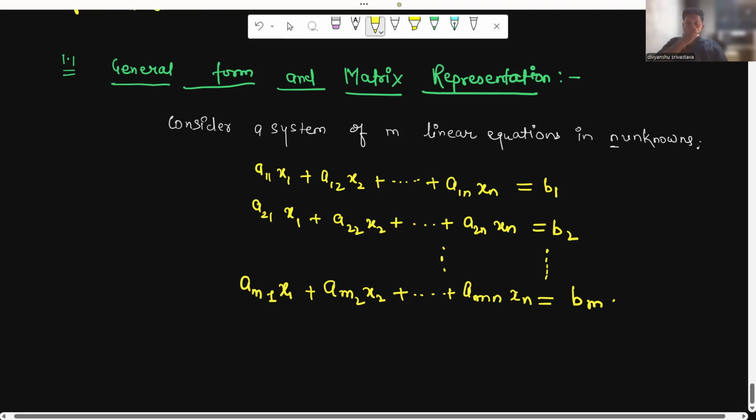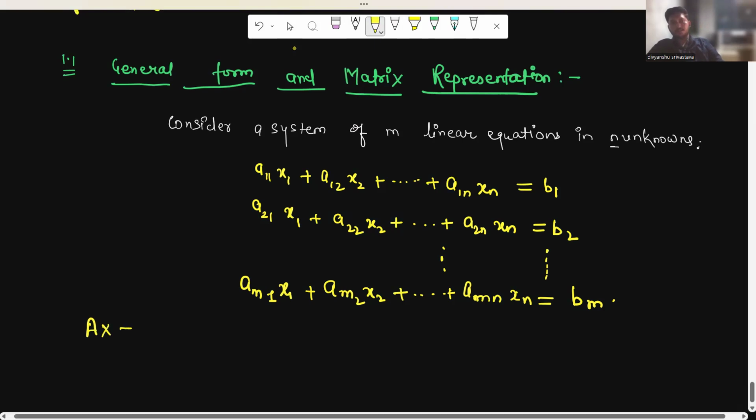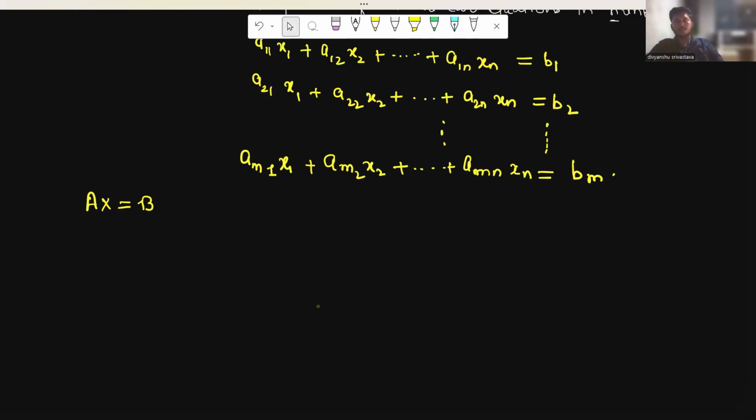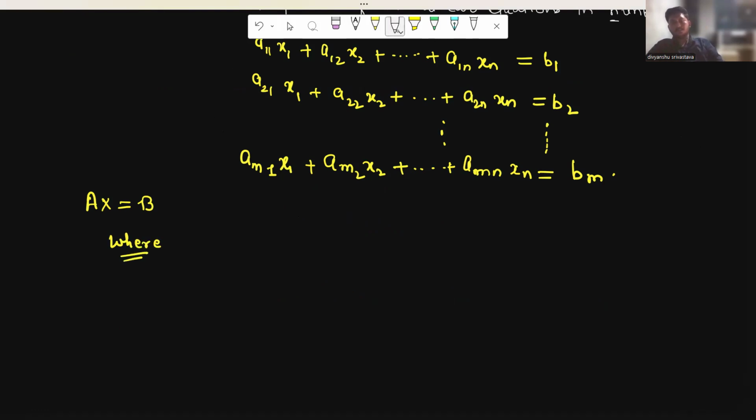So a system of linear equations can be represented in matrix form, and the form is like this: Ax = b. How do you represent it in matrix form? These are the simple set of linear equations.